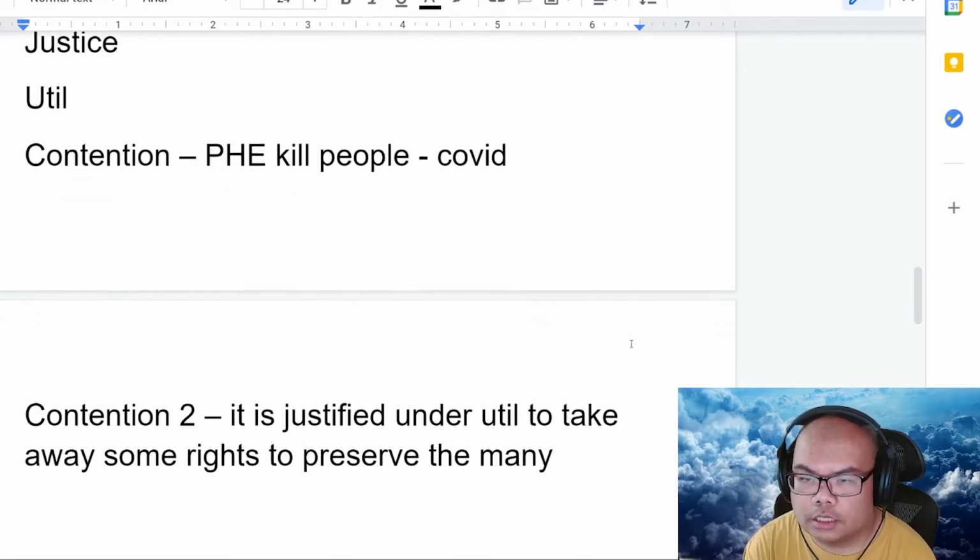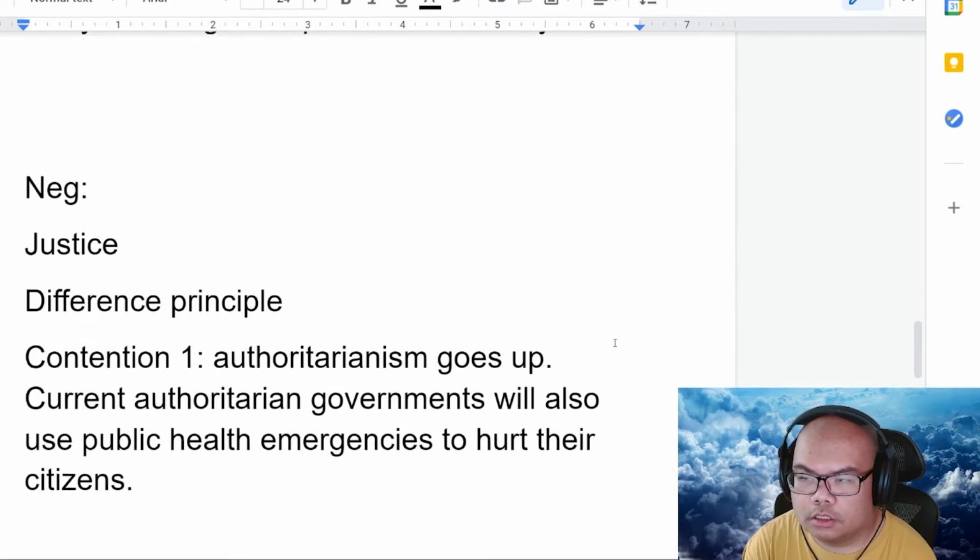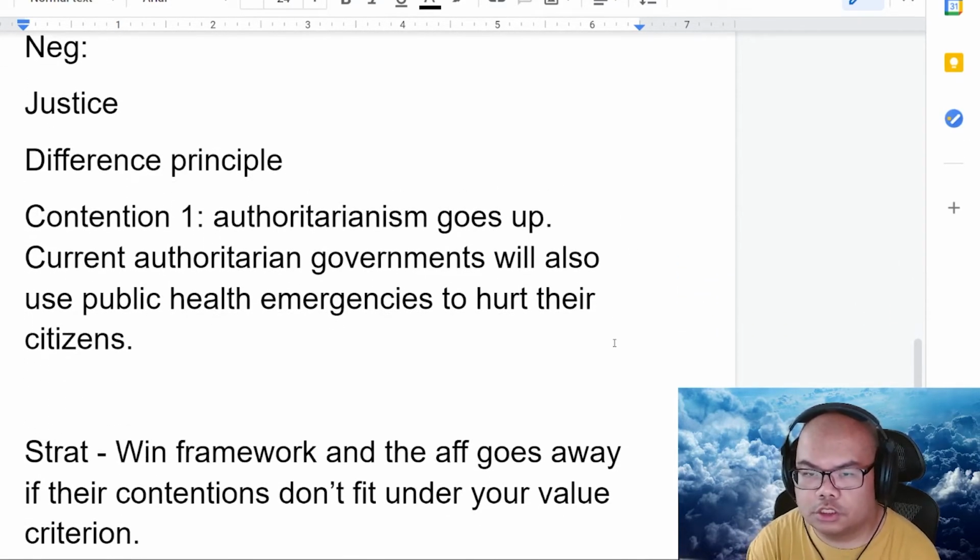Well, then what can the neg do? Well, the neg in this debate, and this is generally what the generic neg is, right, is the neg will also value justice, and will be using Rawls's difference principle to figure out why something is just or not, right? And they'll be using contention one, and generally only one contention, sometimes two, but this one will have one because this is a framework heavy round. You generally only want to have one that meets your value criterion.